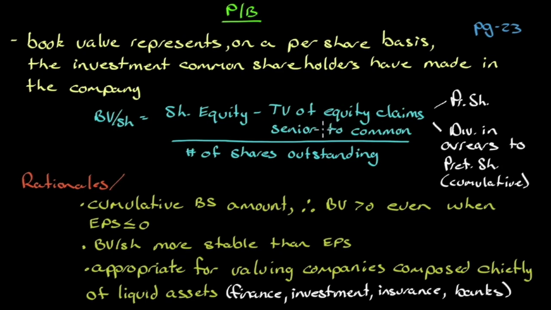Typically, that's just preferred shares. So we would subtract the preferred shares. We would also subtract any dividends in arrears to the preferred shareholders. So maybe a dividend has been declared but not yet paid. We would subtract that. Or maybe the preferred dividend has been canceled for a period of time, and it's cumulative, which means all those dividends build up and they must be paid at some future point. Well, you would subtract that.